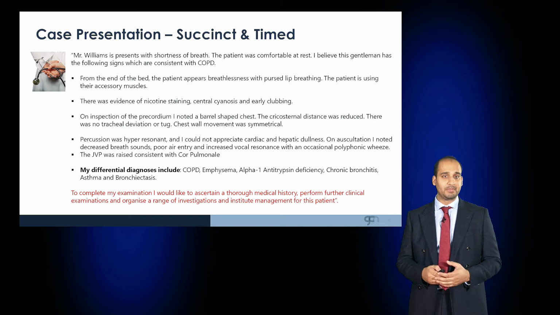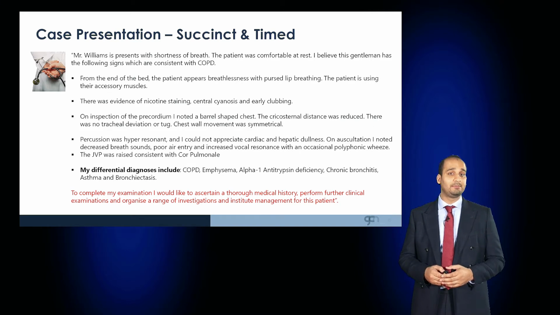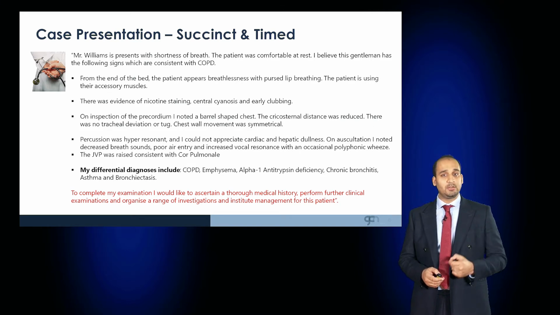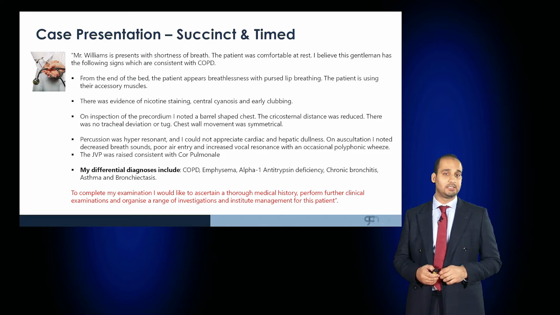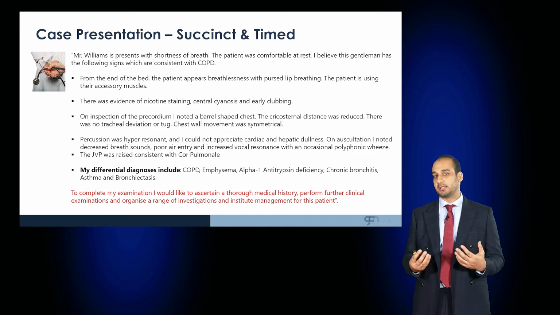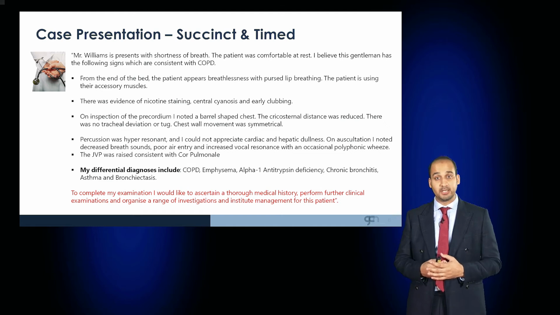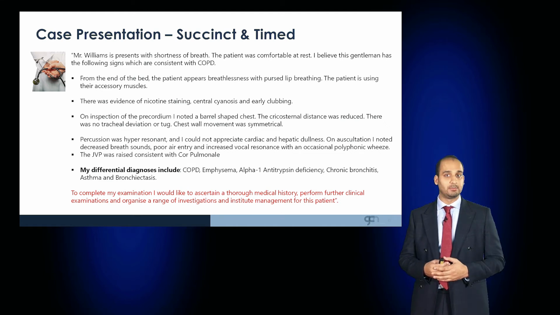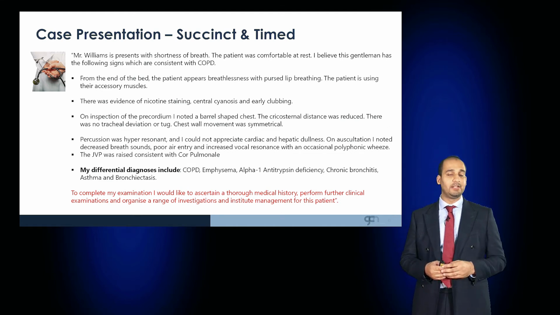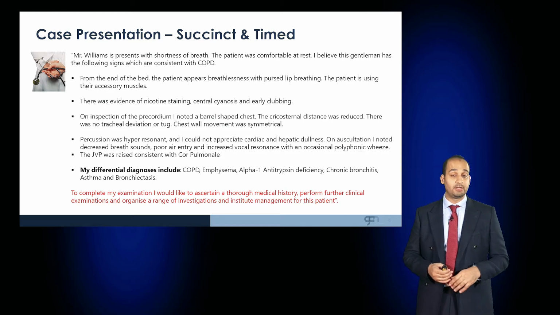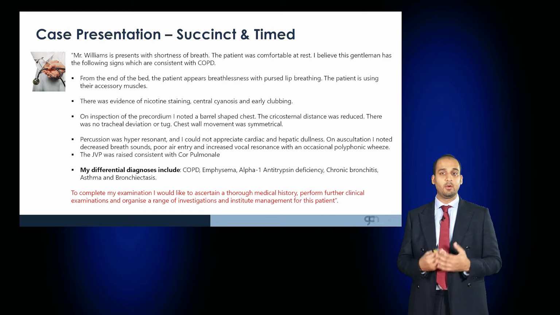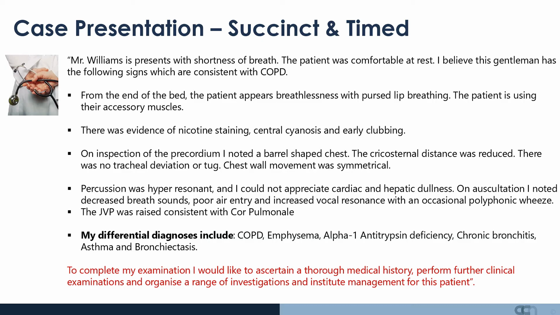Putting this together, you'd convey that Mr. Williams is presenting with shortness of breath, comfortable at rest, and I believe the patient has signs consistent with COPD. From the end of the bed, the patient appears breathless with pursed lip breathing using accessory muscles. There's evidence of nicotine staining, central cyanosis, and early clubbing. On inspection of the precordium, I noted a barrel-shaped chest with reduced cricosternal distance and no tracheal deviation or tug, and the chest wall movements were symmetrical.